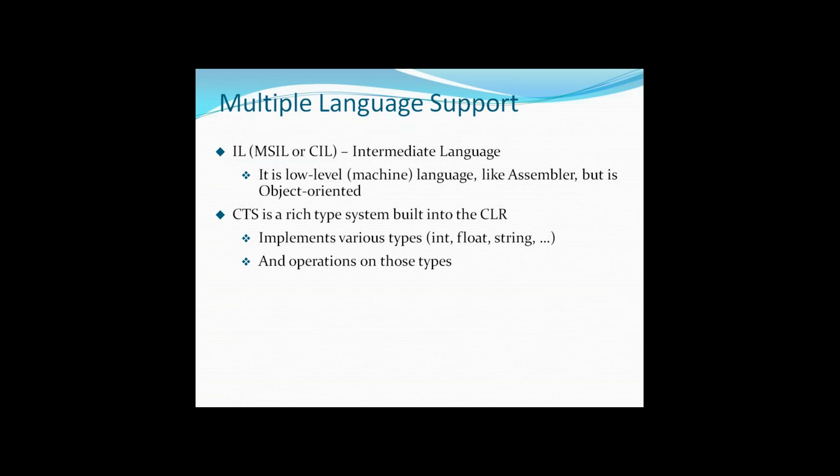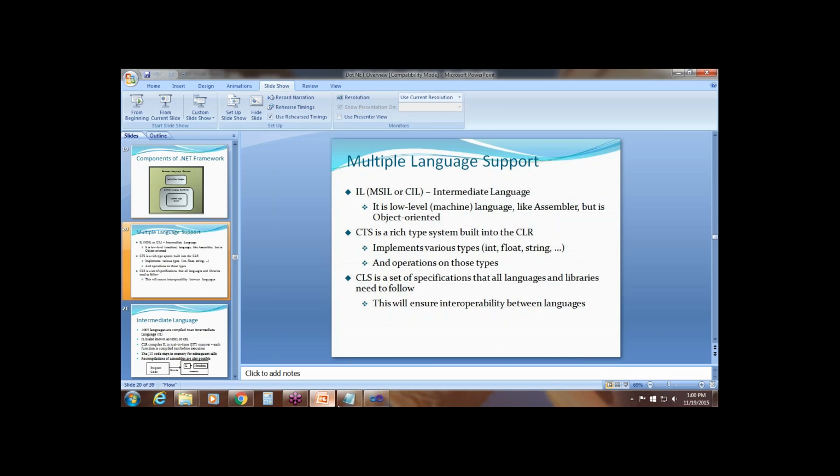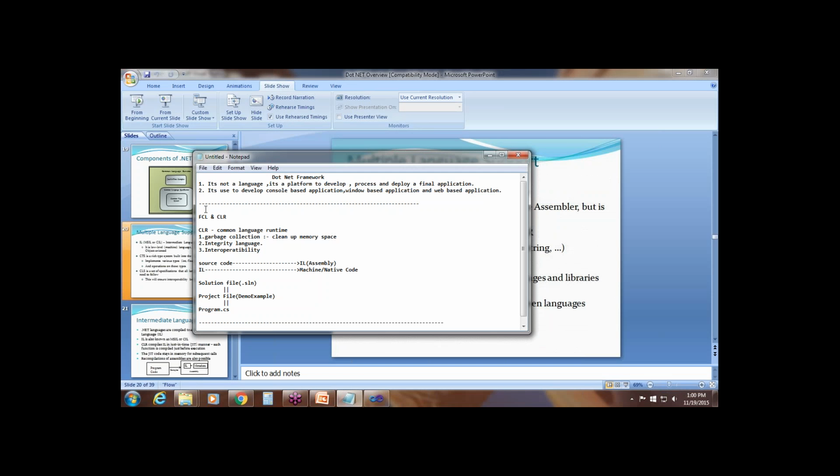CTS. Now what is meant by CTS? CTS is the common type system, one of the important components of the .NET framework. So these all are components of the .NET framework. So first is the CLR.